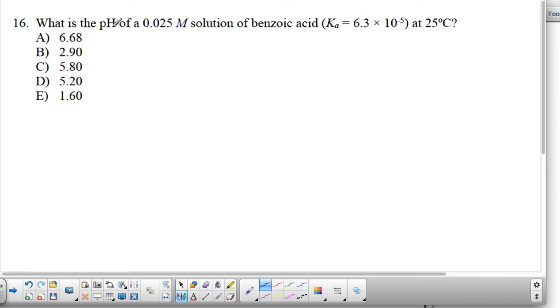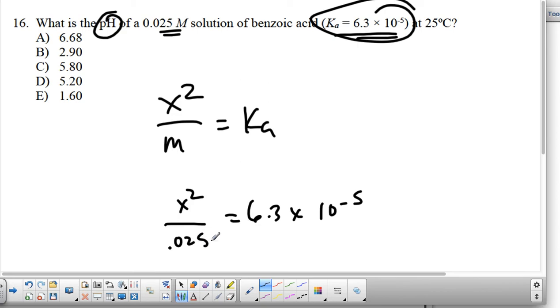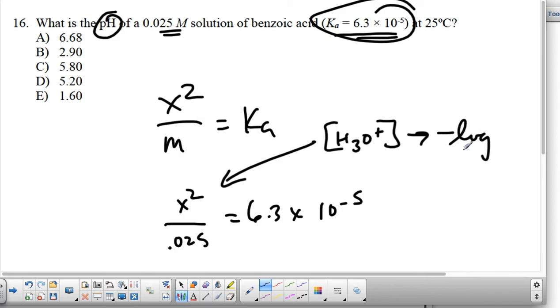Last problem. I'm asking for pH now. Notice I have a Ka value. I have a molarity, so it's going to be x squared over molarity is equal to Ka. So then I plug in my Ka value, which is 6.3 times 10 to the negative 5th, equals x squared over molarity, which is 0.025. Set it up like that. When I solve for x, remember x is going to be equal to H3O+ concentration, so I have to go to pH land. The way I convert it is take the negative log of that. So ultimately, solving for x is going to give me H3O+. I take the negative log of it, and then I realize my pH is 2.90.